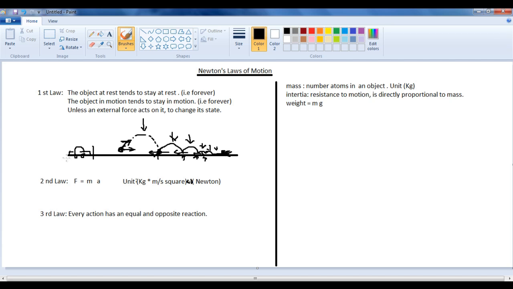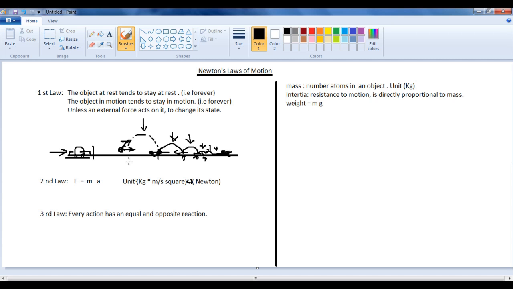If an object is in the rest state, it will always be in the rest state unless some external force acts on it to make it move further. Understand? That is what Newton said. An object at rest tends to stay at rest, and an object in motion tends to stay in motion. I hope you guys have understood.